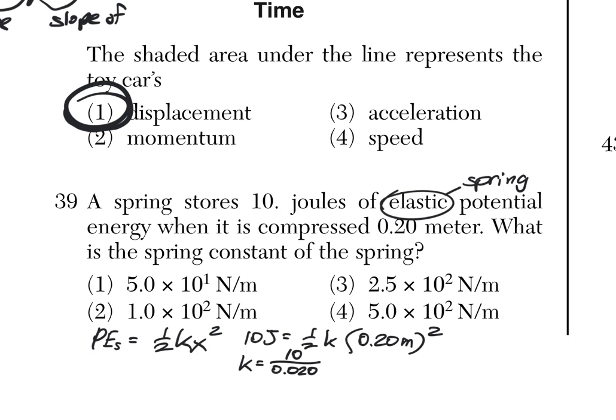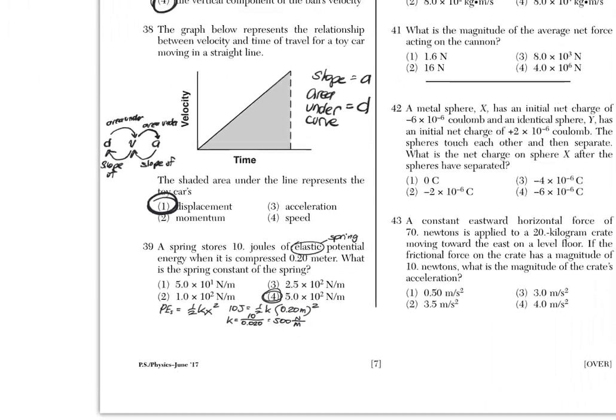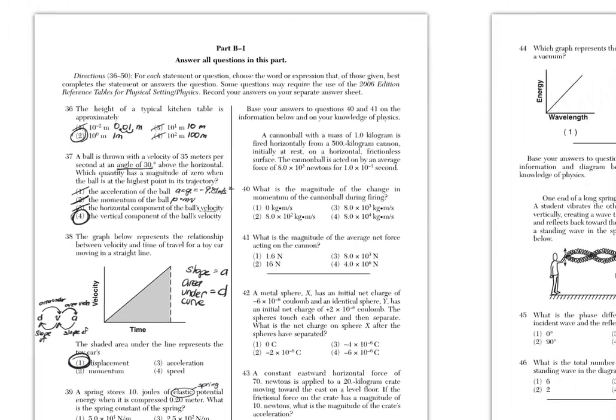Divide both sides by that, and we get 500 newtons per meter, and that's choice 4. Newtons per meter is one of the most forgettable units in the class because it's only used for spring constant. Thankfully, we didn't need to remember it because all of our answers have those units for us. So that's the first column there. Let's move on to the next column.